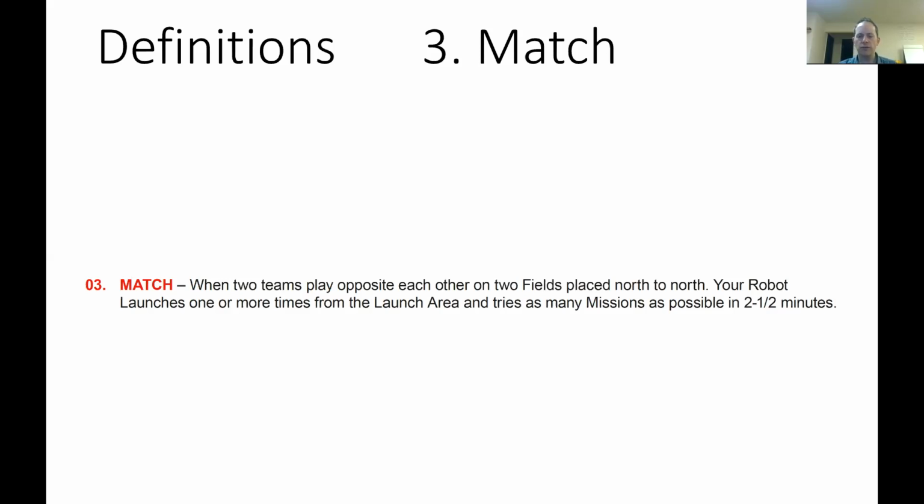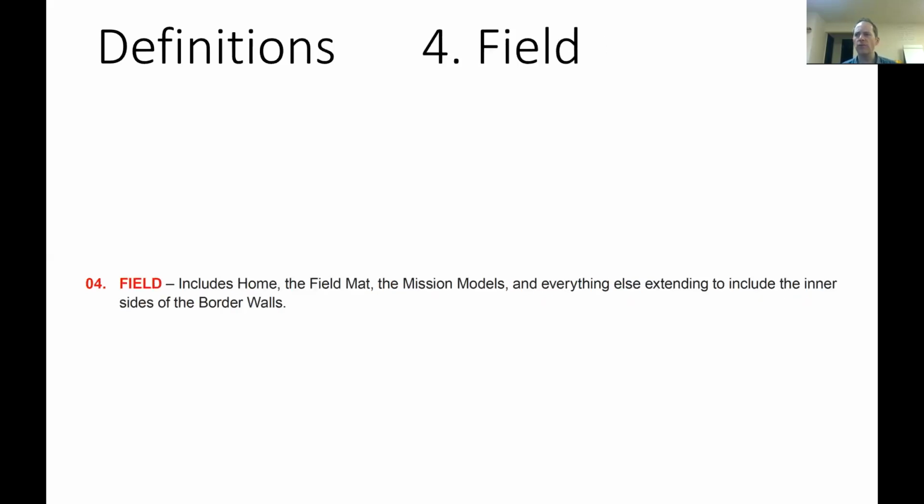Okay, on to field. So the field includes home, which is, if you've unrolled this year's table mat, it does not completely cover the table. And home is the area that isn't covered. The field is the mat, the mission models, and everything else, extending to include the inner sides of the border walls. So that's the field. And we'll cover in more detail in a few minutes what the different sections of the field are.